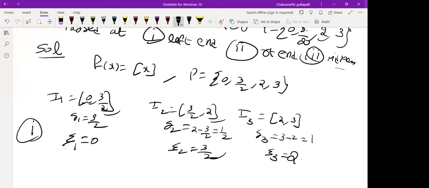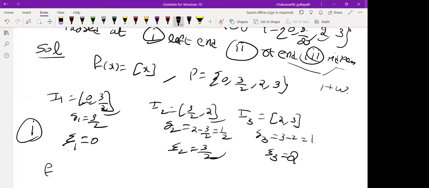Midpoint, what will you get? Xi1, 0 plus 3 by 2, by 2, whatever you get, 3 by 4. Then, if it is midpoint, what is the midpoint? 3 by 2 plus 2, by 2, that is 7 by 4. Midpoint, 2 plus 3, by 2, 5 by 2. That will be the tag. So, I am showing for one, the remaining is homework.